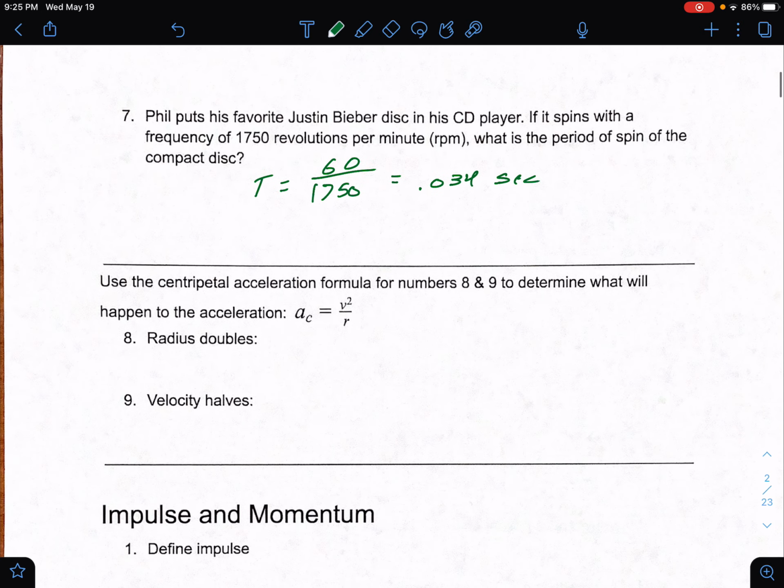Okay, let's move on to here. Use the centripetal acceleration formula for numbers 8 and 9 to determine what will happen to acceleration if the radius doubles. So if my radius goes up by 2.